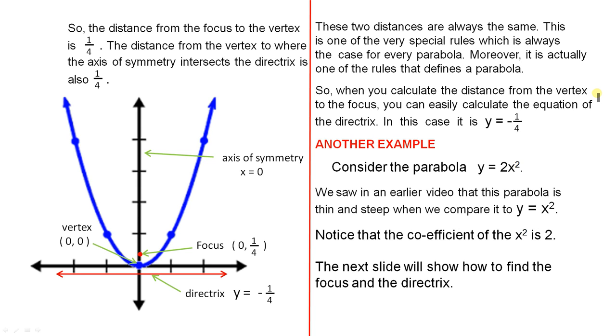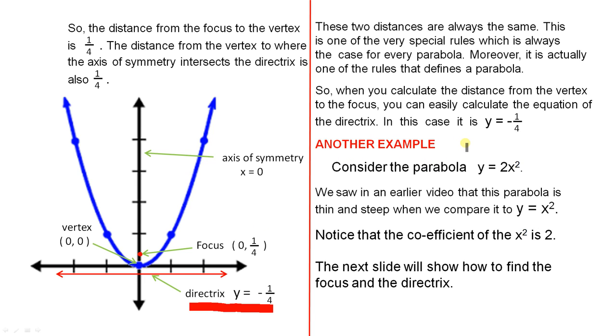So, when you calculate the distance from the vertex to the focus, you can easily calculate the equation of the directrix. In this case, it is y equals minus 1/4. So here is the equation of the directrix, and the directrix is this red line. So the distance from the red dot to the blue dot is 1/4. The distance from the blue dot to that point here, where the directrix intersects the y-axis, is also 1/4.